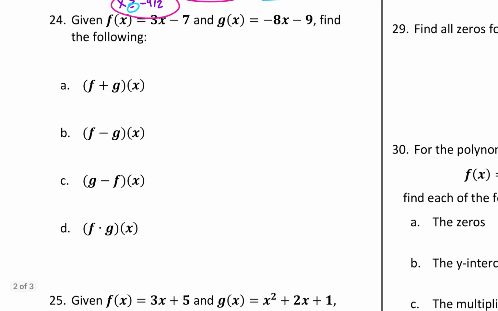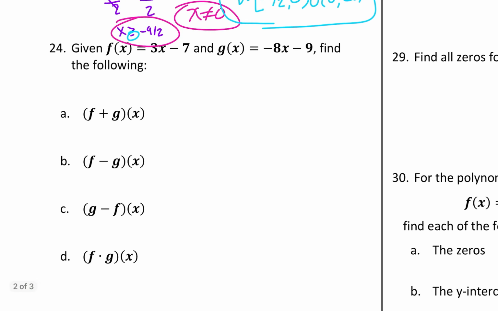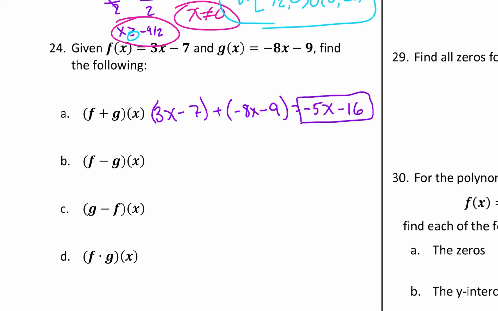For 24, they gave us a few different little problems here. They said we got f of x and g of x, and they want us to find the following. They started off with find f plus g of x. So we're going to add them together. 3x minus 7 plus negative 8x minus 9. This one's easy. We just combine our like terms. 3x and negative 8x is negative 5x. Negative 7, negative 9 is negative 16. So we end up with negative 5x minus 16.